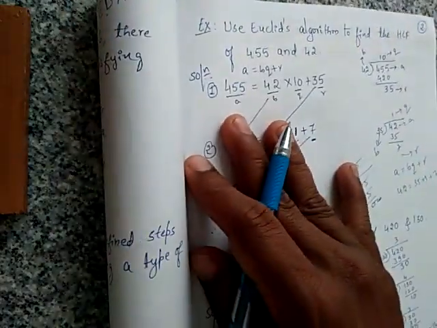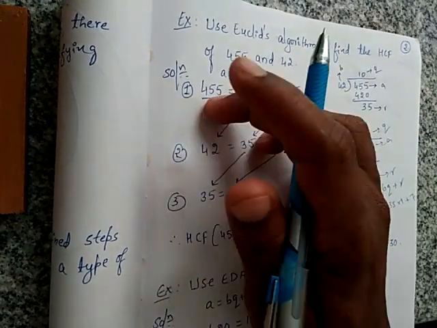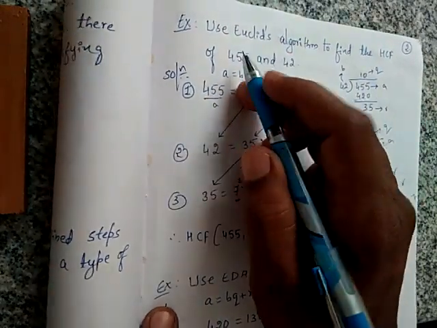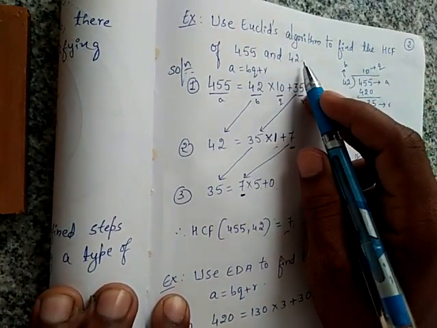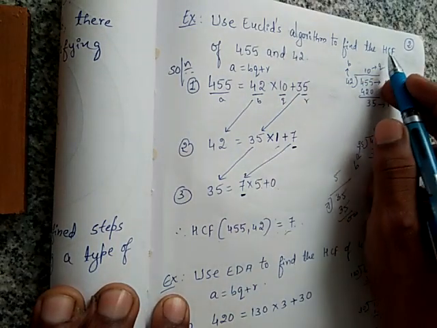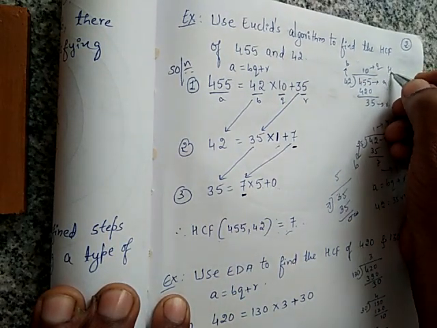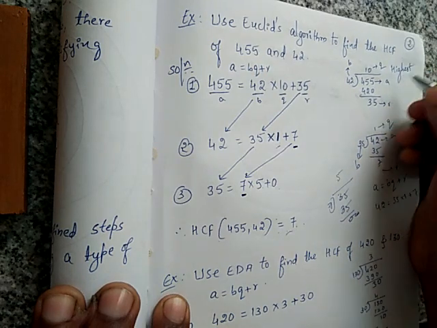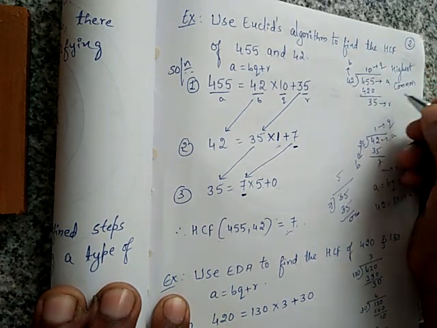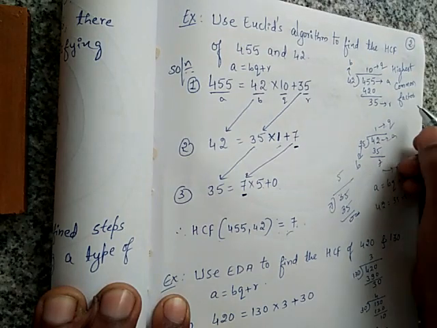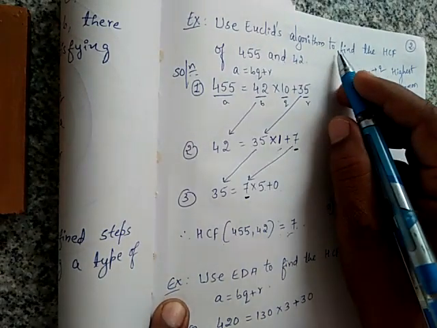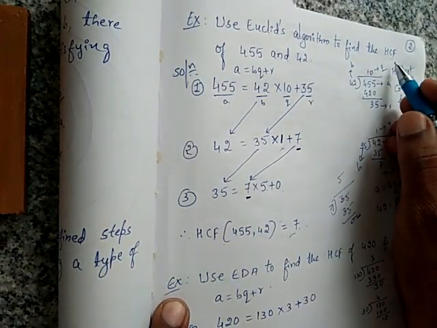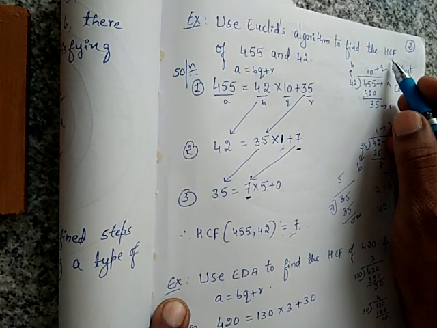So first, I will take one example using Euclid's algorithm to find the HCF. I have written here: use Euclid algorithm to find the HCF of 455 and 42. Two numbers will be given and they will tell you to find the HCF. HCF means highest common factor, or GCD, greatest common divisor. By Euclid division algorithm we can find only HCF. We can't find LCM here.